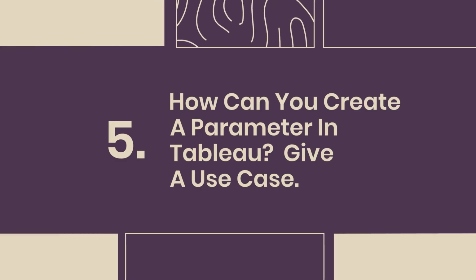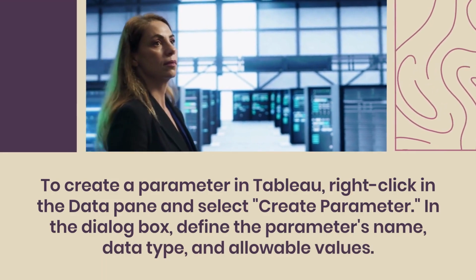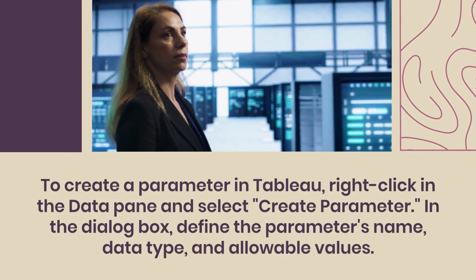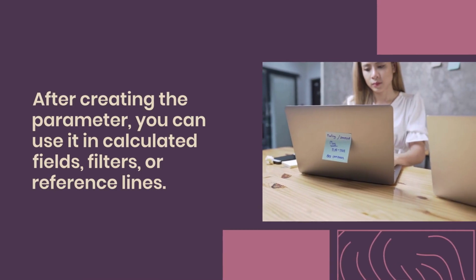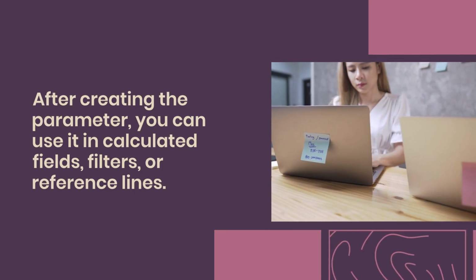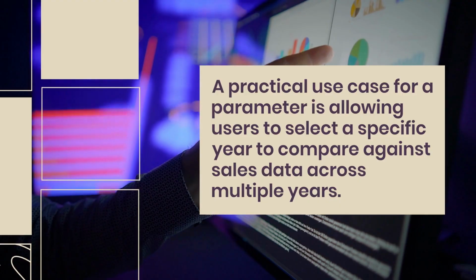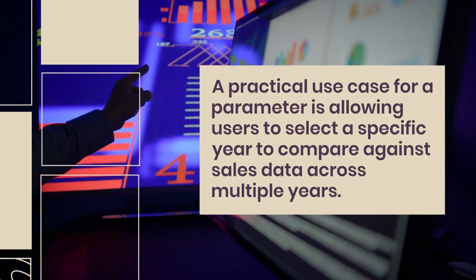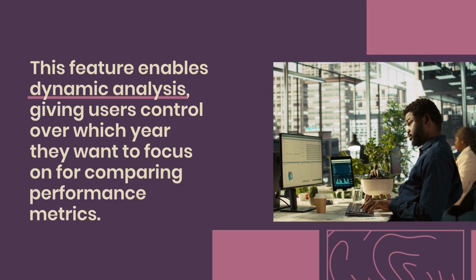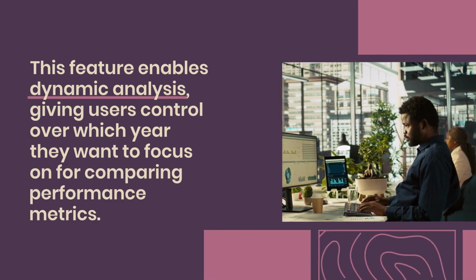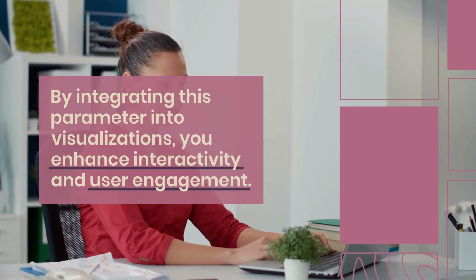5. How can you create a parameter in Tableau? Give a use case. To create a parameter in Tableau, right-click in the Data pane and select Create Parameter. In the dialog box, define the parameter's name, data type, and allowable values. After creating the parameter, you can use it in calculated fields, filters, or reference lines. A practical use case for a parameter is allowing users to select a specific year to compare against sales data across multiple years. This feature enables dynamic analysis, giving users control over which year they want to focus on for comparing performance metrics. By integrating this parameter into visualizations, you enhance interactivity and user engagement.